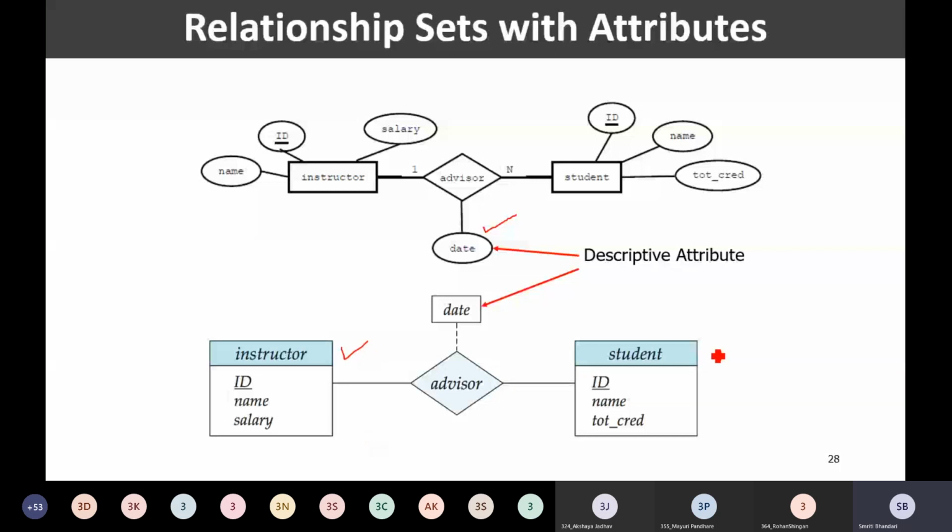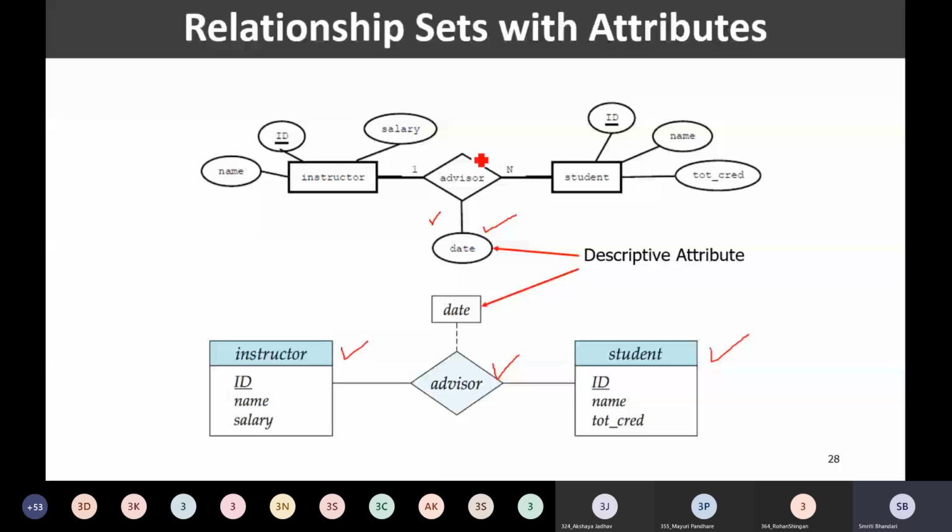This is the entity set, this is the entity set, this is the relationship set, and if I have a descriptive attribute for the relationship, then it is denoted here with this dashed link. So this dashed link denotes that this is an attribute of the relationship set, and that is called the descriptive attribute. This kind of notation is also valid. We are making use of this notation. With respect to a relationship set, we have denoted here date as the descriptive attribute.